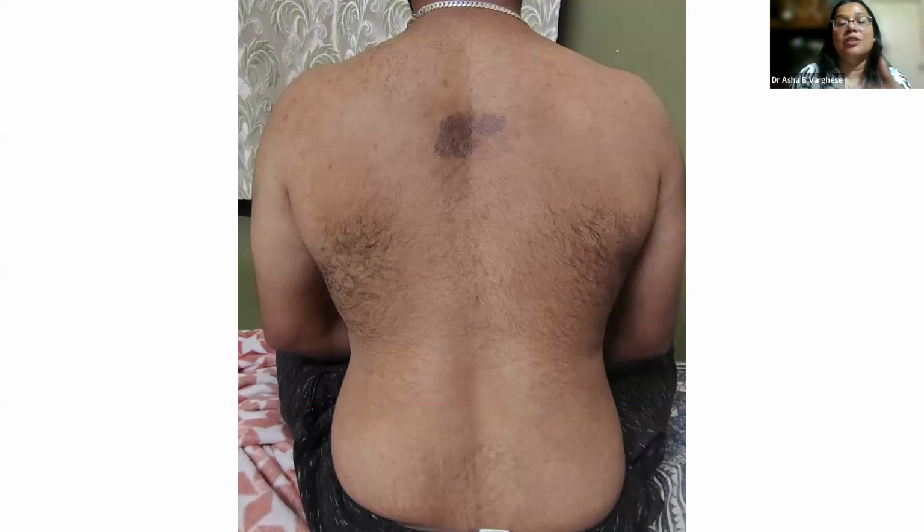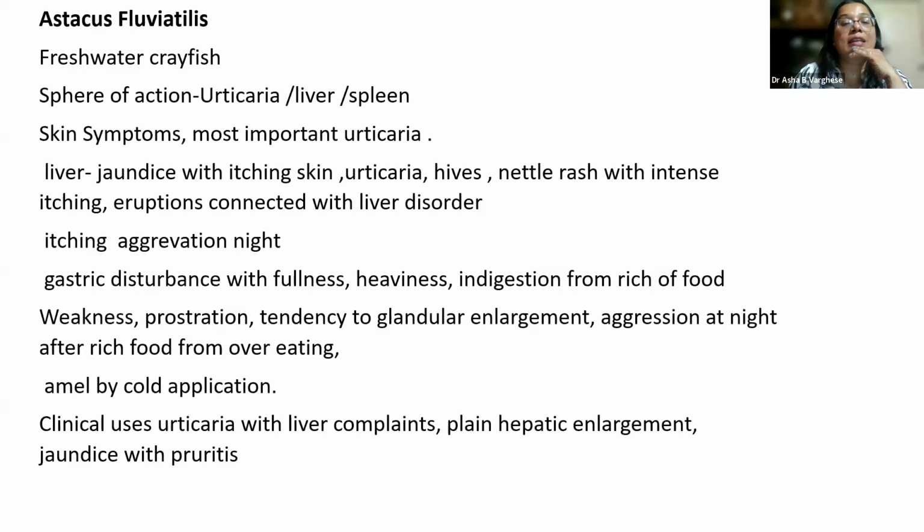Now I did not get the latest picture. Astac flu is derived from freshwater crayfish. Sphere of action: the skin, liver, spleen. Skin symptoms are most important. Urticaria. Liver, there is jaundice with itching of the skin. Urticaria, hives, nettle rash with intense itching. Eruptions connected with liver disorder.